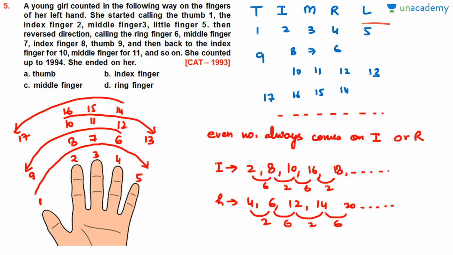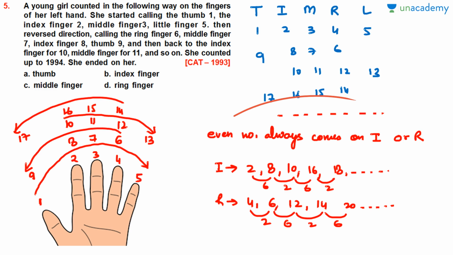She started like this: 1, 2, 3, 4, 5, then 6, 7, 8, 9, then 10, 11, 12, 13, then 14, 15, 16, 17. The process is very interesting. See, we have to calculate: if she counted till 1994, on which finger did she end?